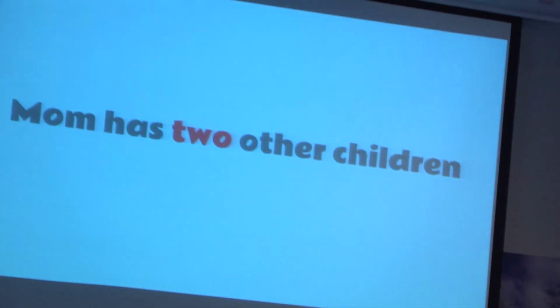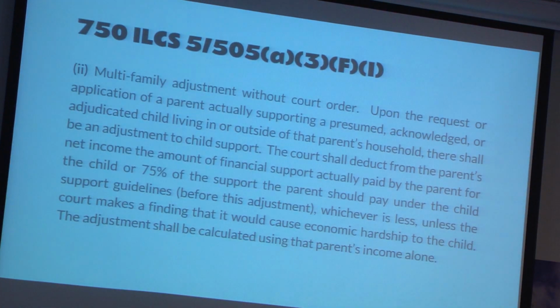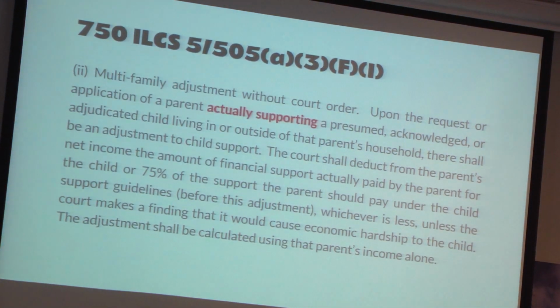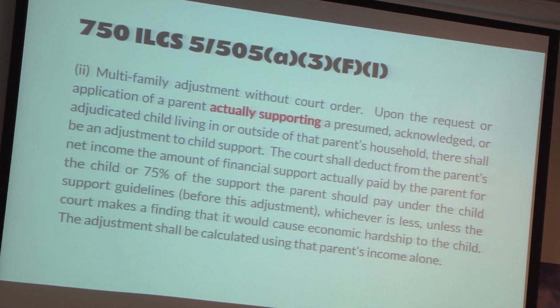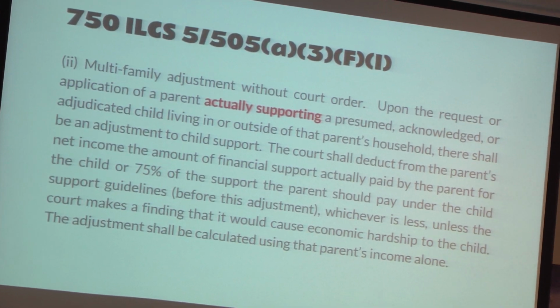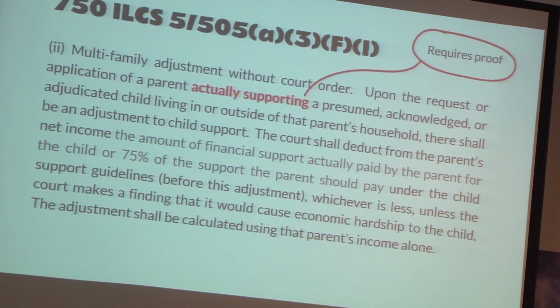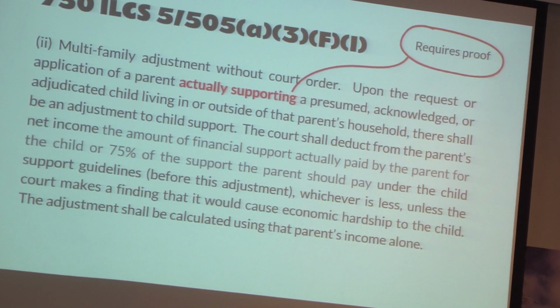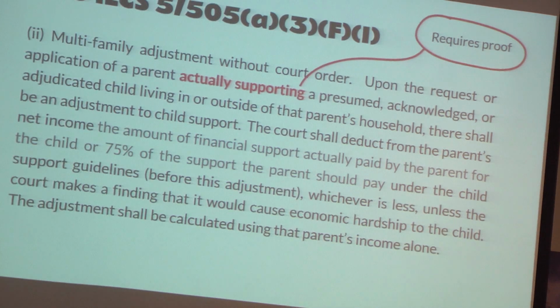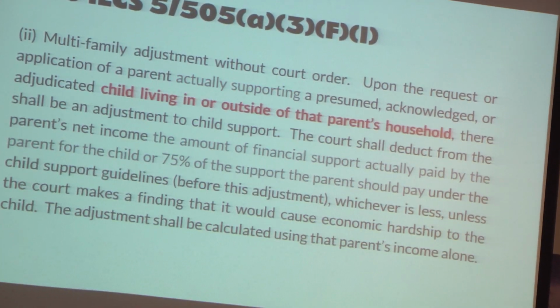This is where a mom has 2 other children, right? And remember, the statute says that they can be living inside her home or outside her home. But we have the basic parts of this that I'm going to highlight. It's got to be actually supporting the child, right? So you're going to need some sort of proof. Generally, that's testimony. People don't keep receipts for the amount of money that they spend on their kids. But I would ask for some sort of proof.